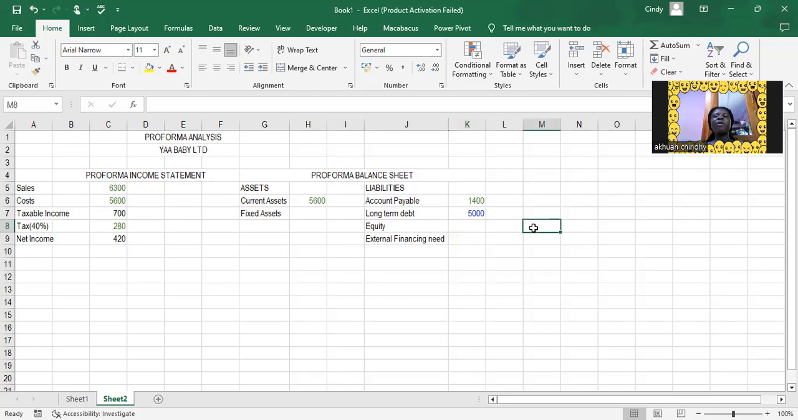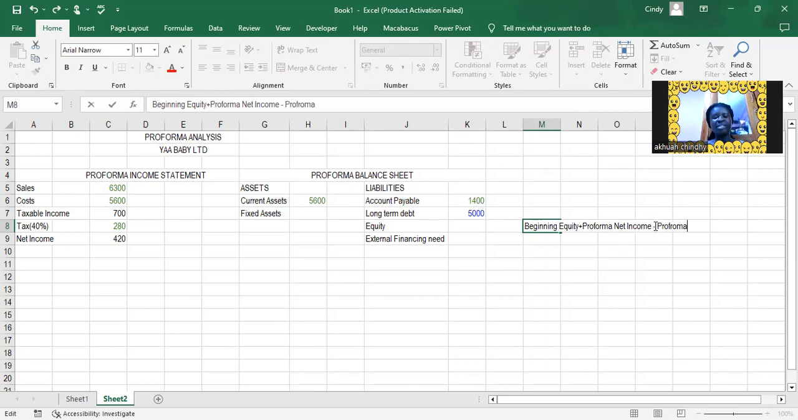So that's the assumption. So how do we find equity? I'll write a formula here. To find the new equity or the future equity, it is the old equity, that's the beginning equity, plus our current net income, that's the one we calculated in the pro forma. Okay, so let me write pro forma net income minus pro forma dividend.